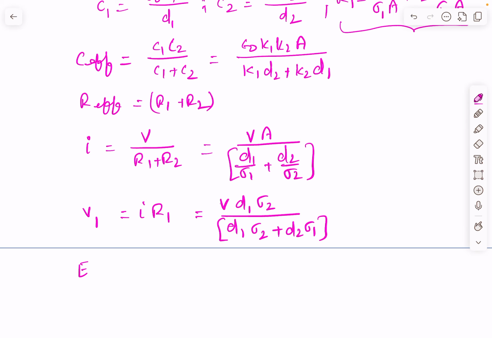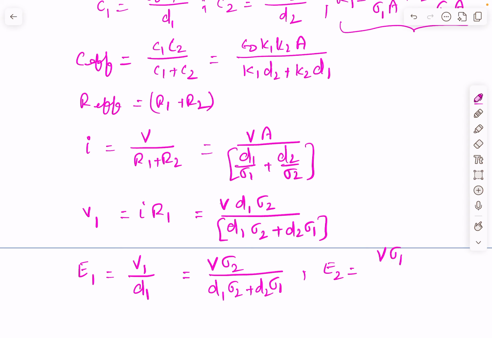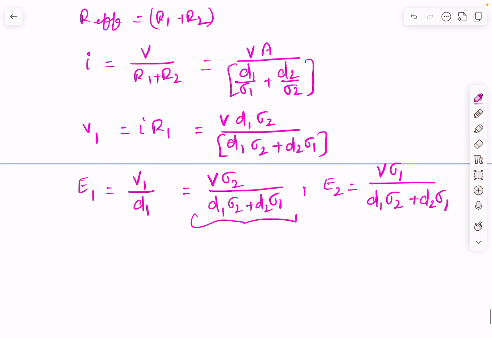Once we get this value of V1, we can calculate the electric field in the first capacitor. So electric field in the first capacitor can be written as V1 by D1, and on simplification this D1 will get cancelled, and we will be left with V into sigma 2 upon D1 sigma 2 plus D2 sigma 1. On similar lines we can calculate E2 as V into sigma 1 upon D1 sigma 2 plus D2 sigma 1. So this becomes the answer to the first part of the problem.